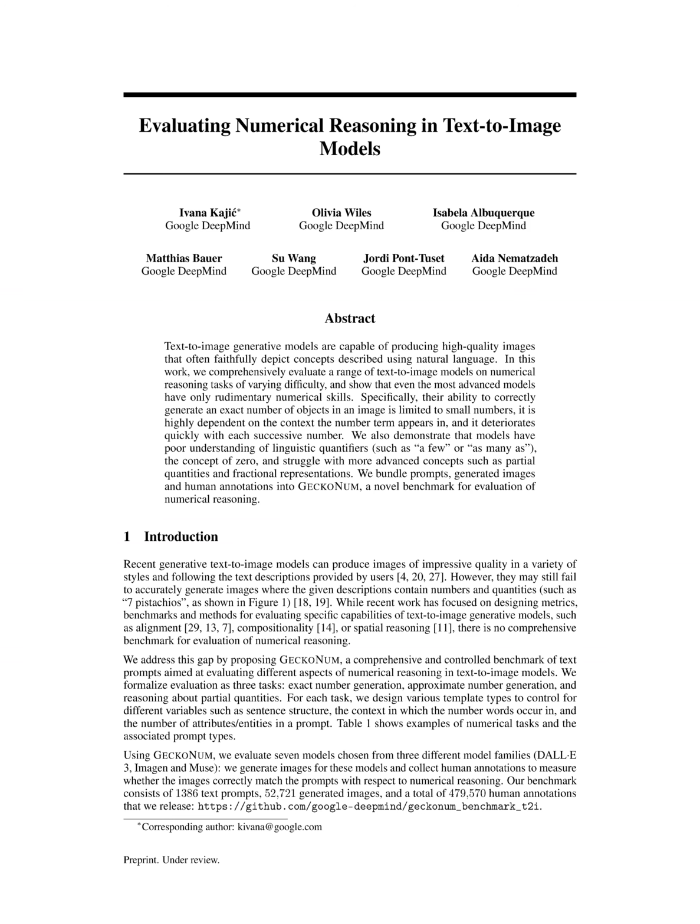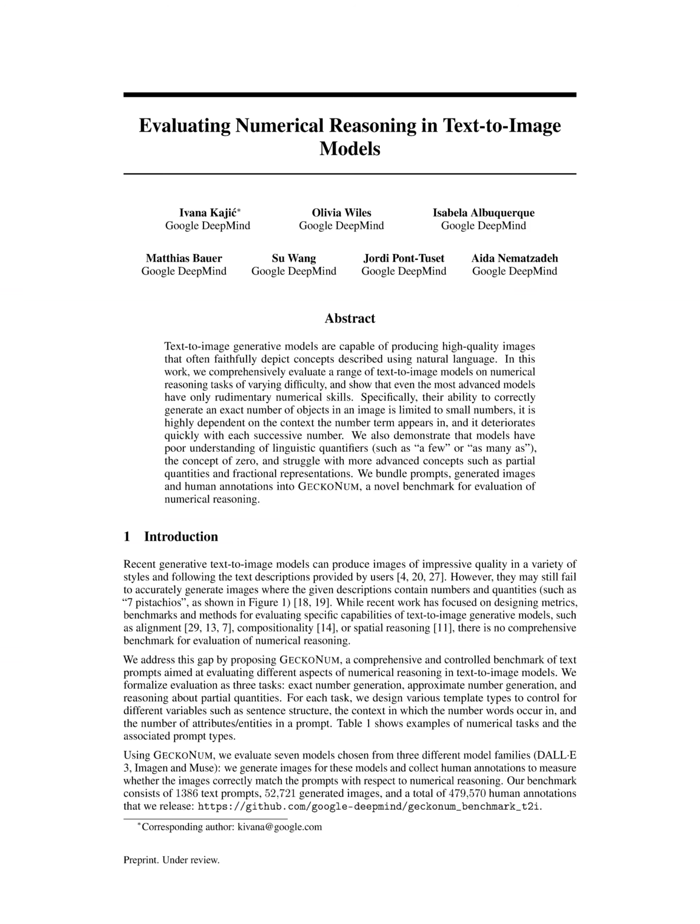It addresses the gap in existing benchmarks by providing a comprehensive and controlled benchmark that focuses on assessing different aspects of numerical reasoning, such as exact number generation, approximate number generation, and reasoning about partial quantities. GECKONUM is designed to evaluate how well text-to-image models can accurately generate images based on text prompts that contain numbers and quantities, which have been challenging for existing generative models.